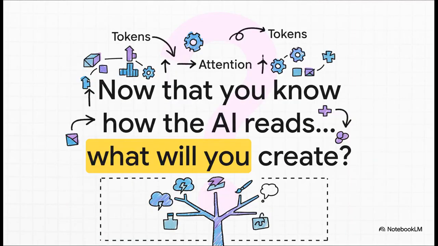So there you have it. You've had a peek inside the machine. You know about tokens and attention and probabilities. You're not just talking to a black box anymore. The only question left is, with this new understanding of how it actually thinks, what are you going to create with it?